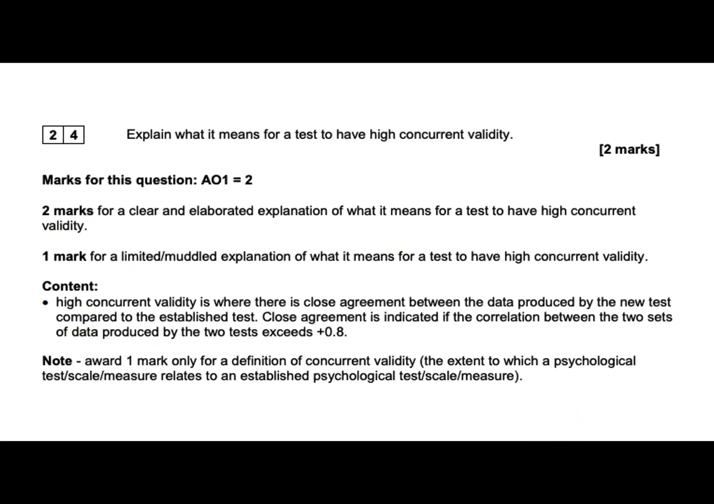All right, question 24. Explain what it means for a test to have high concurrent validity. So many of you got 1 mark for this one because you gave a general description of concurrent validity, where there's close agreement between the data or the results produced by the new test compared to an established test. That was enough to get you 1, but for elaboration, you then needed to talk about a correlation coefficient. What do we mean by similarity? At what level are we going to accept that the data is similar enough or that there's close enough agreement? So we're looking at a correlation coefficient of plus 0.8 or higher. So you needed both of those points for 2 marks there.